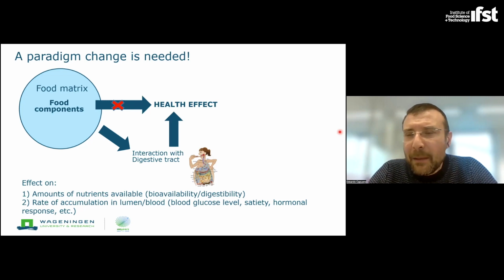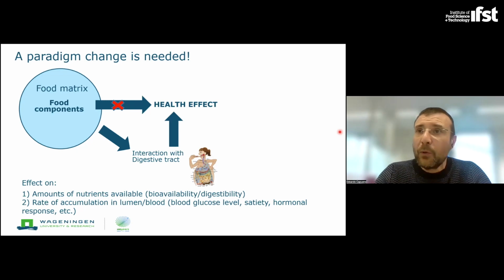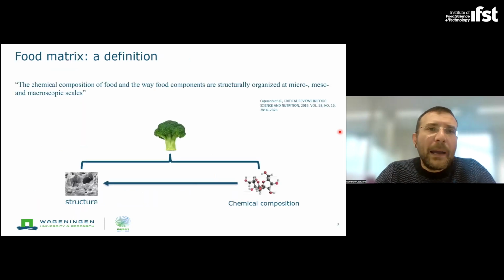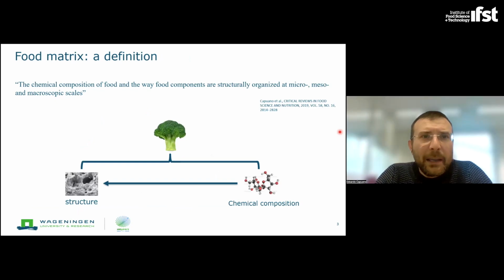So the paradigm shift that we need is that we have to include this food matrix in the picture when we want to understand the effect of our diets on our health. And when I talk about food matrix, there are several excellent definitions of food matrix available in the scientific literature. This is the definition I gave a few years ago in one of my papers.